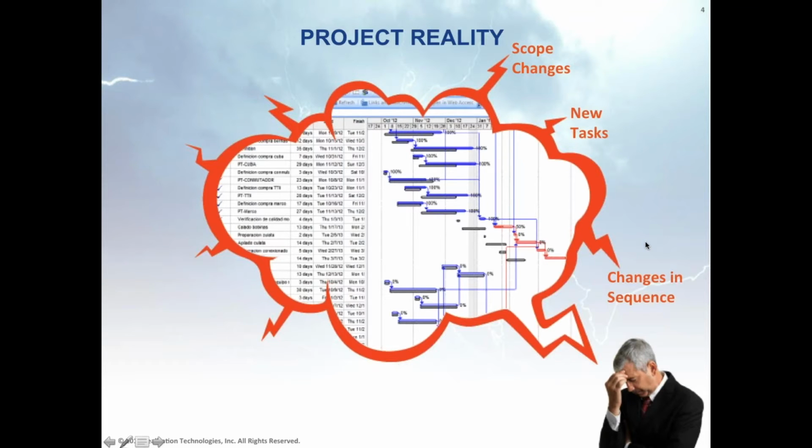You might have changes in the sequence. For example, if you are doing a product development project and you need to do some analysis and studies, you might start out thinking that the analysis and studies need to be done in a certain sequence, but then you change the sequence as you get into execution and you encounter some technical difficulties.